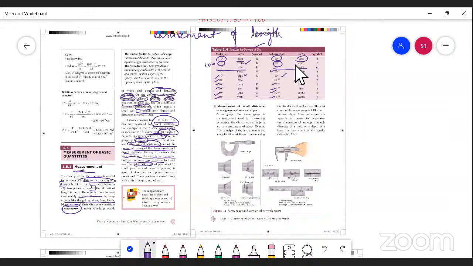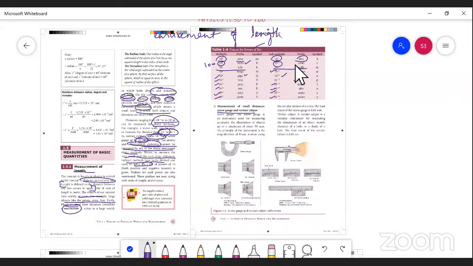And you have two reading scales: one is the screw gauge, another one is the vernier caliper. In our textbook, there is no problem on the least count value and pitch value in this region, but these are very important basic measurement scales. So for measurement of small distances, screw gauge and vernier caliper. First one, I want to take the screw gauge.